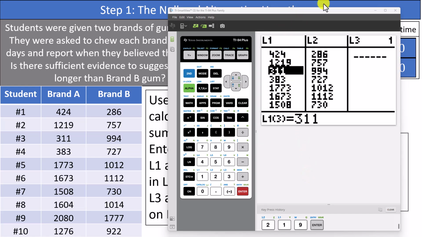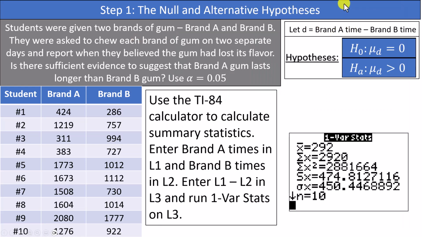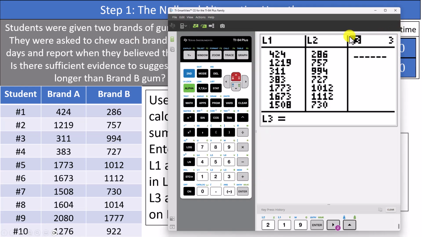Once we have all those numbers plugged in, we can go to list 3, and then we can subtract list 1 and list 2 so that the differences are in list 3. Remember, we have to do the difference here, take the A time and subtract the B time, so that's what we're doing in this step. To do this, we have to hover over list 3. Note, you can't be down here. You have to be hovering over list 3.